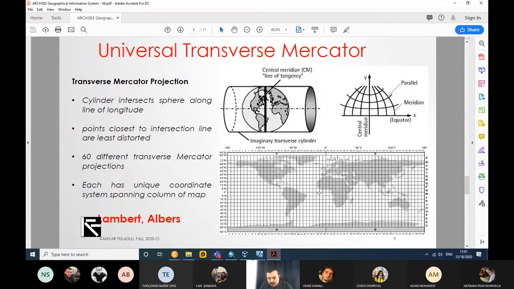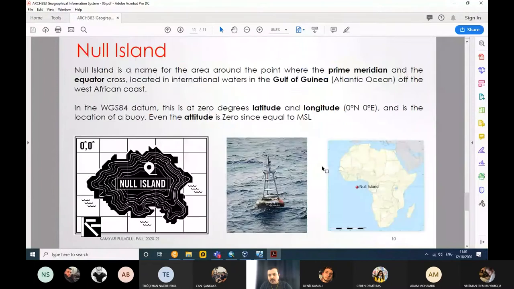And if you imagine looking here, this is 0,0, which is Null Island, here. Null Island is the name given to the place where the prime meridian and the equator meet each other, which is almost in international waters in the Gulf of Guinea, in the Atlantic Ocean.